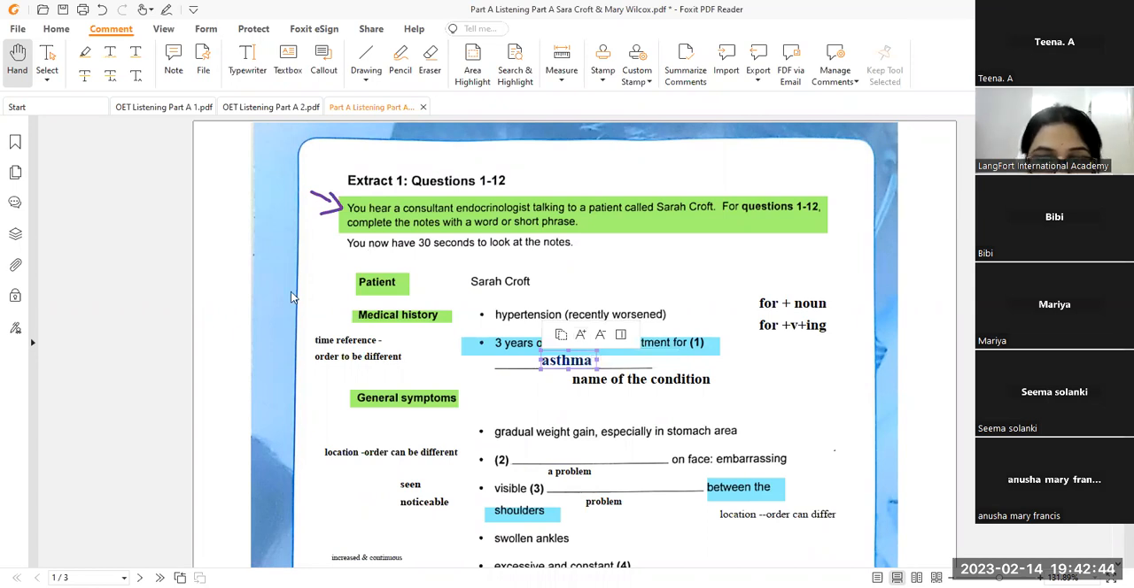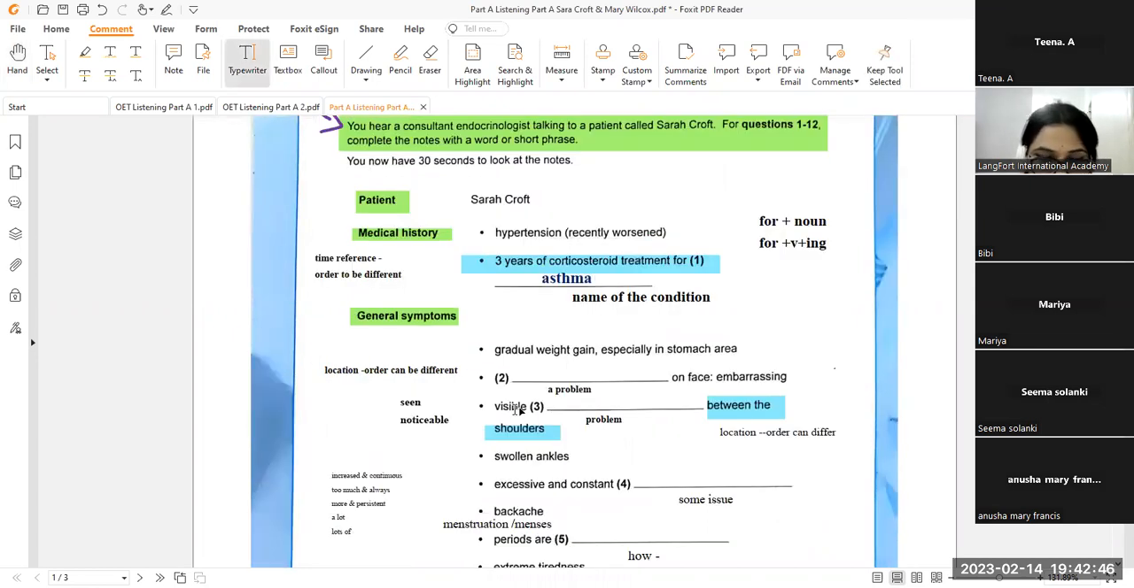Okay, second one. What is on her face? Hair. Yeah, you can say hair, or you can also say hair growth. Both are correct. Okay, all right. The third one. What is between the shoulders? Hump.